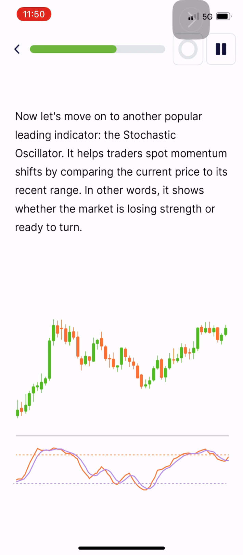Now let's move on to another popular leading indicator, the stochastic oscillator. It helps traders spot momentum shifts by comparing the current price to its recent range. In other words, it shows whether the market is losing strength or ready to turn.